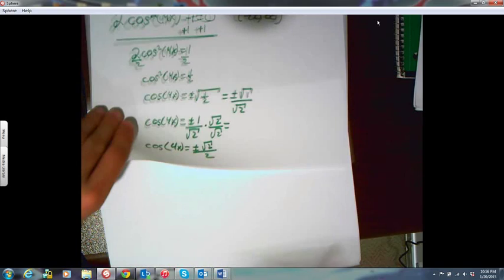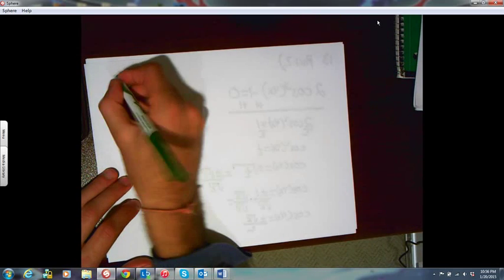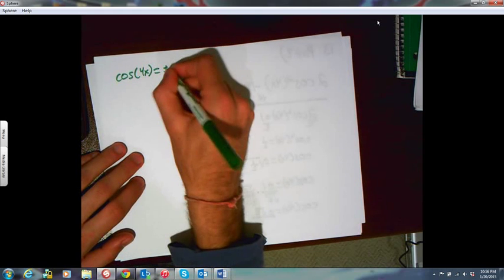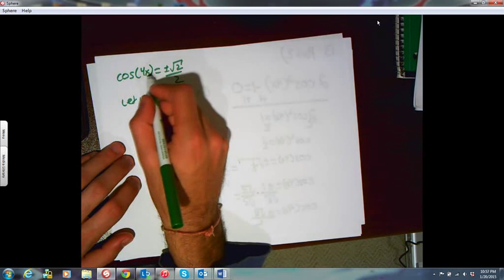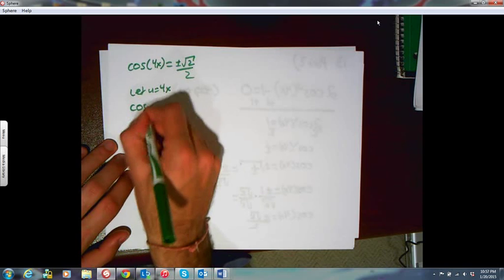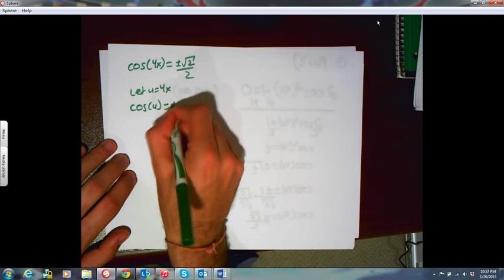Here's where we do a u substitution. Let me go to the back. So we've got cos 4x equals plus or minus root 2 over 2. And we're going to let u equal 4x. Remember, we got this inside multiplier here. We don't want that, so we're going to say let u equal 4x. Cosine of u equals plus or minus root 2 over 2.